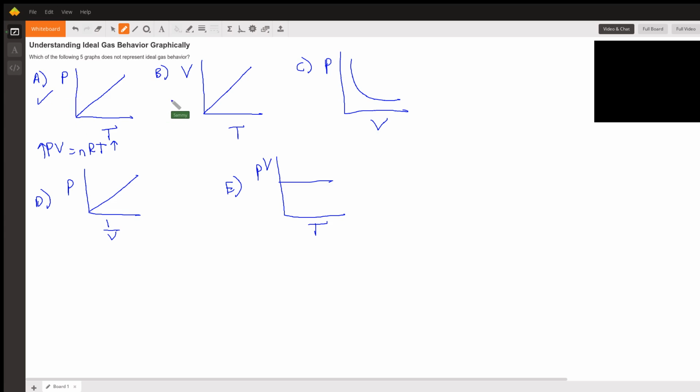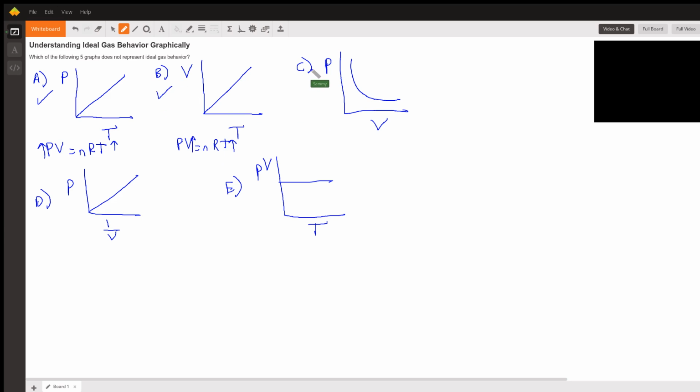Okay, that's correct. Let's go to graph B, and let's go ahead and apply the same equation as before. Okay, so we have PV equals nRT. So this graph is volume versus temperature. It's a line going up. So as we increase the temperature, the volume is increasing. Let's look at the ideal gas equation. So if we increase the temperature, we're going to increase the volume. Yes, that is true. So graph B is correct.